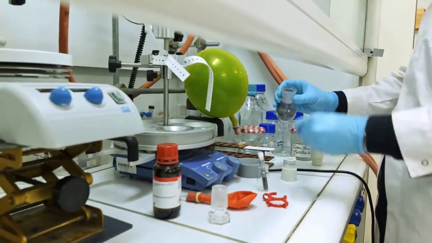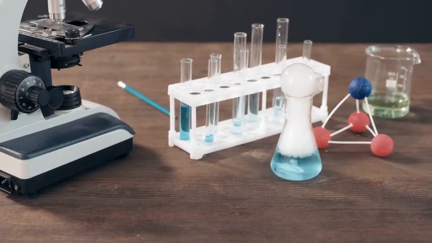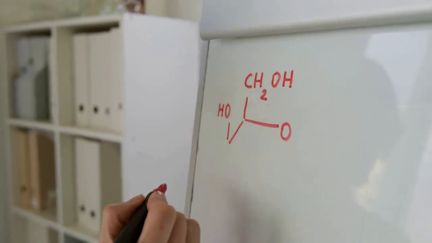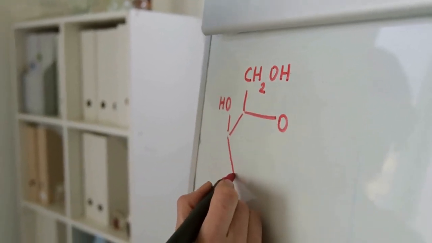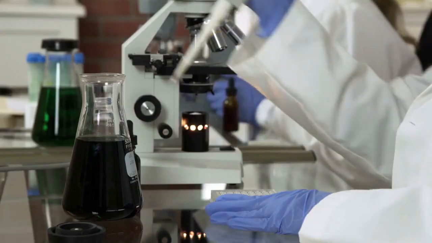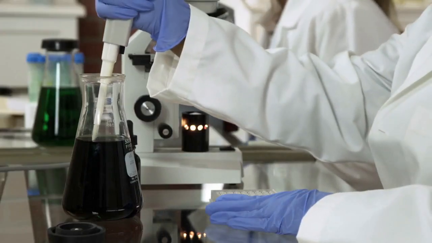Let's get started. The most important thing to know about potassium carbonate is that it is a base. However, it's not a super strong base like sodium hydroxide. Think of it as a moderately weak base. This just right strength is what makes it so versatile.